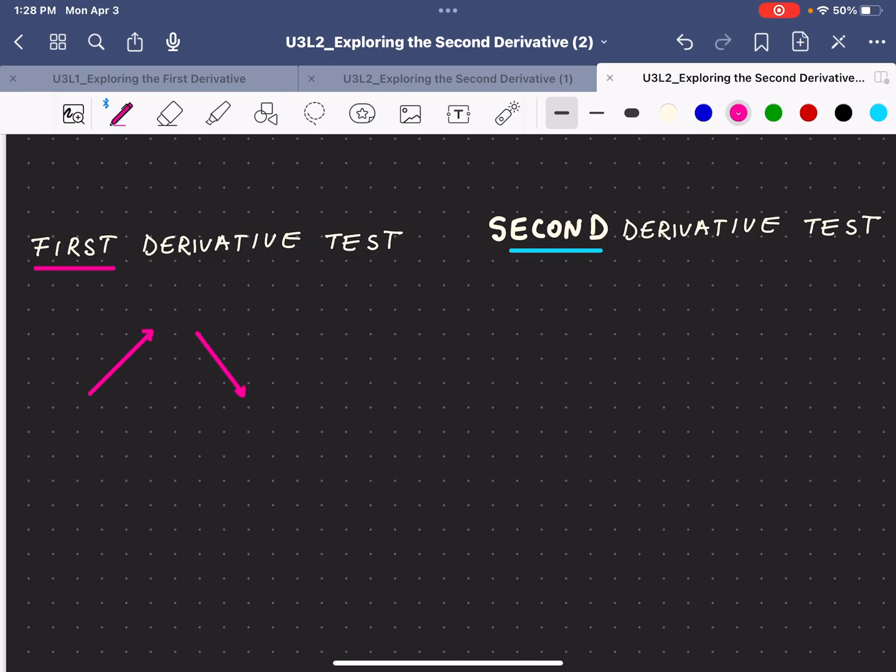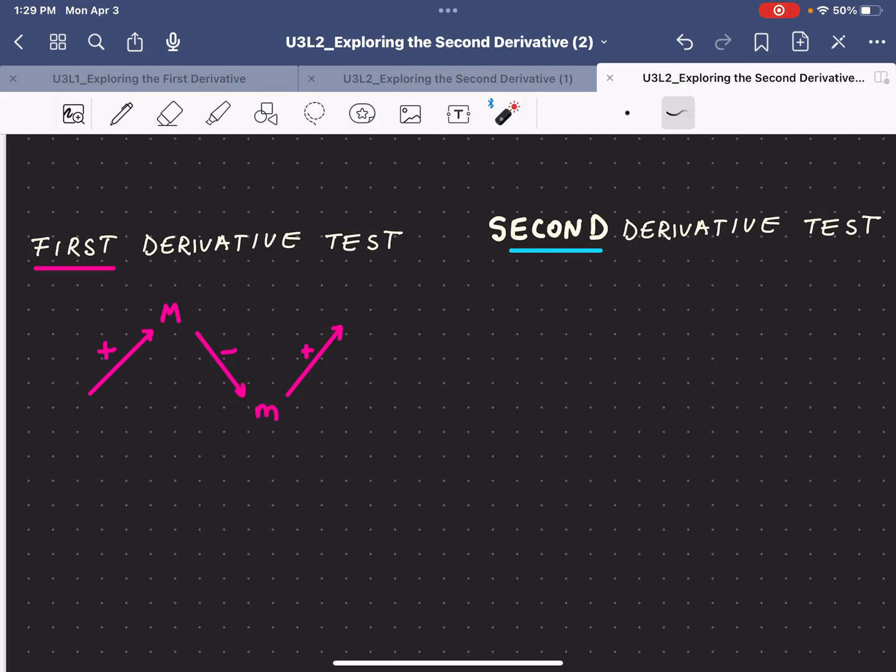And we said that if the value of the first derivative in an interval happened to be positive, then the function was increasing. And if the value of the first derivative happened to be negative in an interval, the function was decreasing. Further to this, by knowing the intervals of increase and decrease, we were able to locate the points where the function changed from increasing to decreasing, which marked a maximum, and the points where the function changed from decreasing to increasing, that marked a minimum.